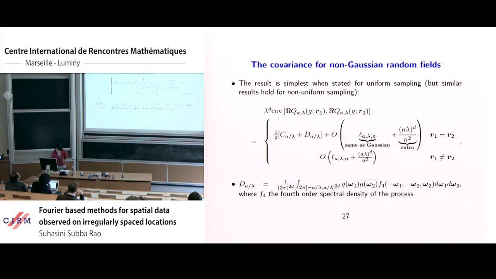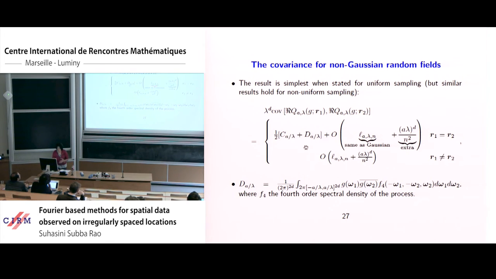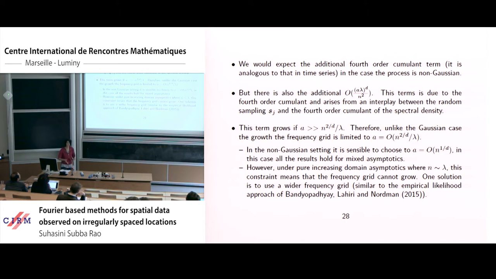Okay, so let me summarize what we see over here. The addition of this extra term, this functional spectral density, comes as no surprise for anyone familiar with time series. That always happens. It's our fourth order spectral density. But the addition of this extra term over here, lambda to the power of d over n squared, which is a sort of interaction between these three terms, is a surprise. This really comes about because you have an interaction going on between the fourth order cumulant and the random sampling. And if you look at it, you cannot get better than that.